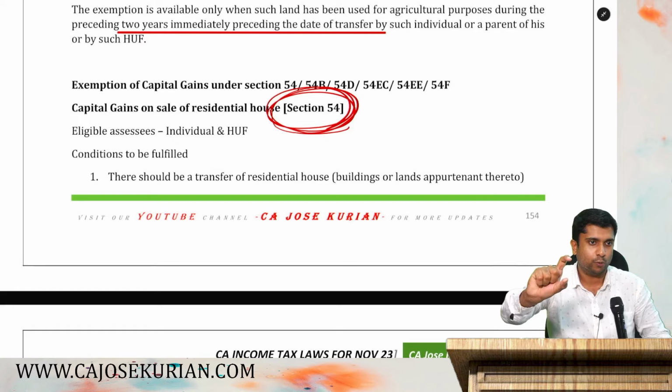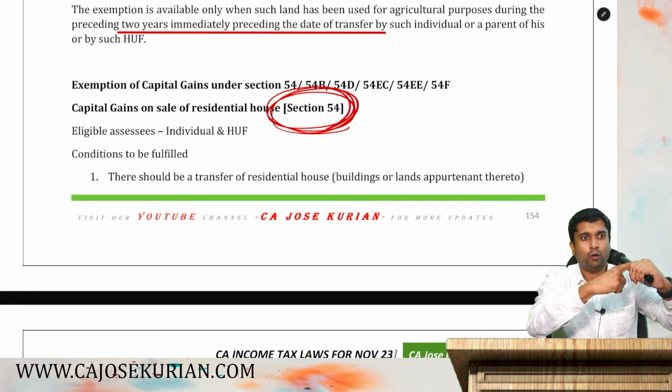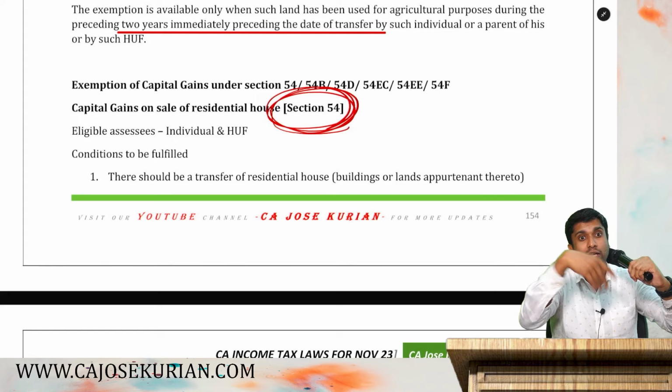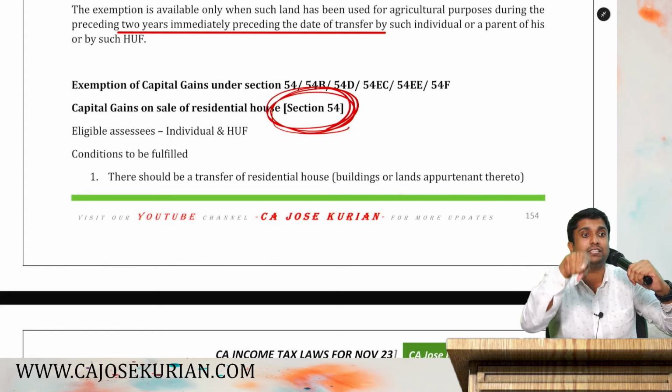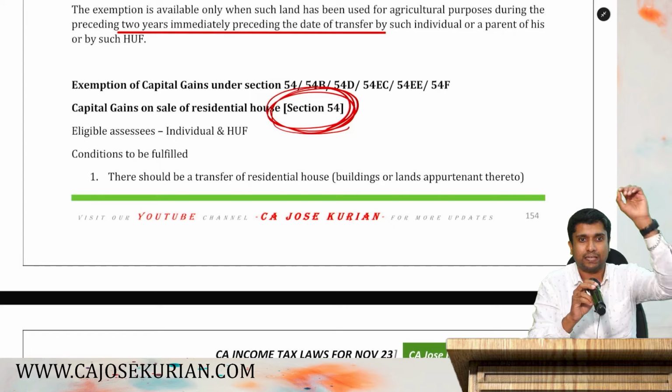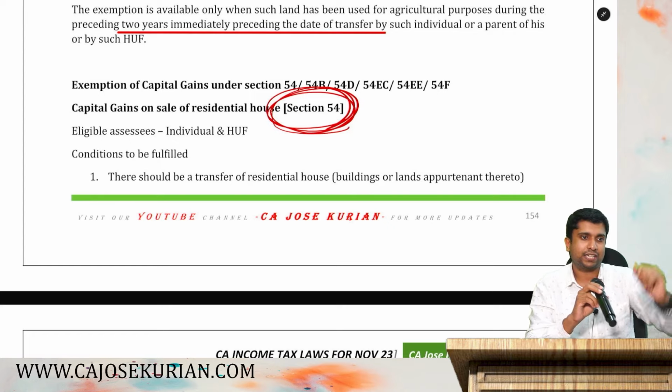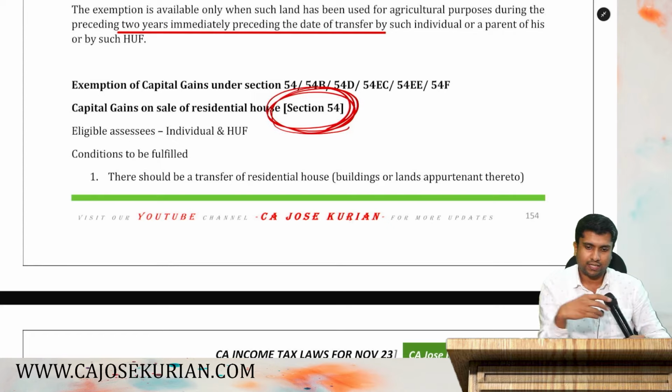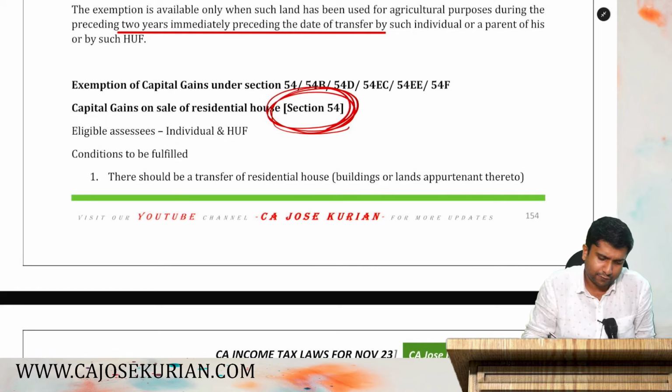This was just an intro. Are you all with me? Old residential house property sold and bought new residential house property. I am eligible for exemption under 54 subject to certain conditions. That's what we are about to discuss. So let's understand which conditions I have to satisfy.